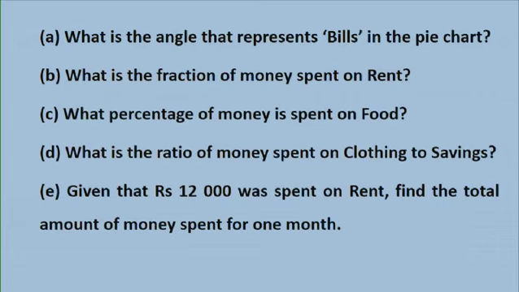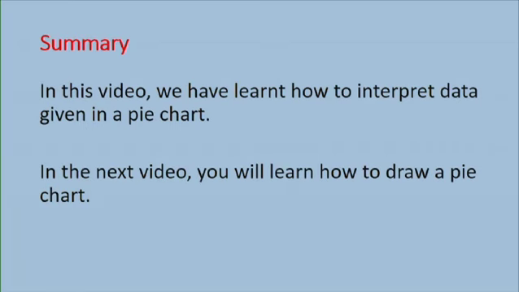And part E. Given that 12,000 rupees was spent on rent, find the total amount of money spent for 1 month. So friends, in this video, we have learned how to interpret data given in a pie chart. In the next video, you will learn how to draw a pie chart.